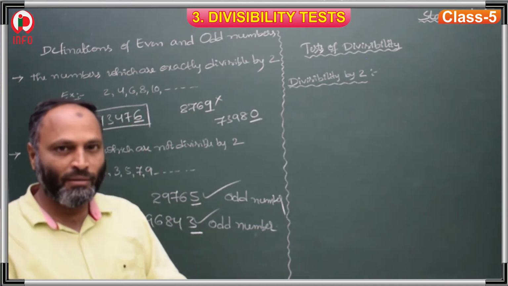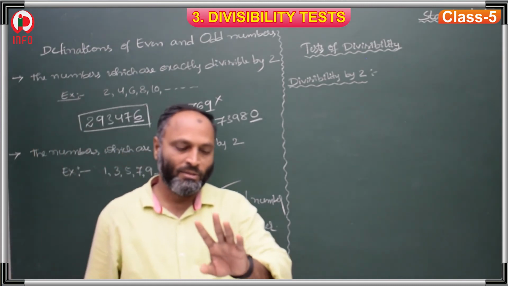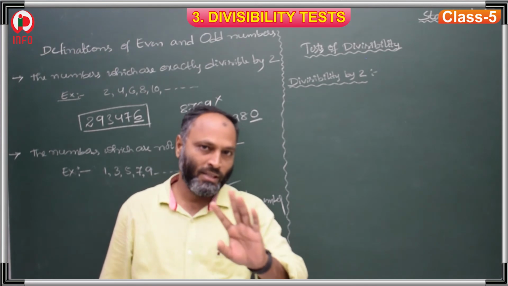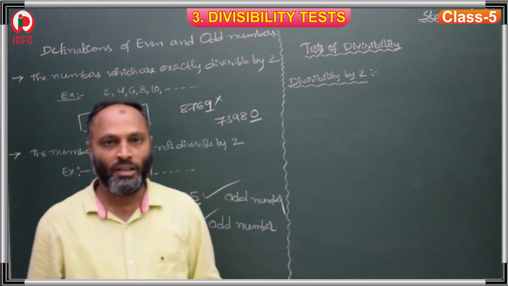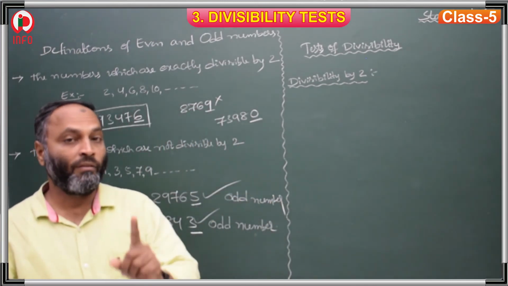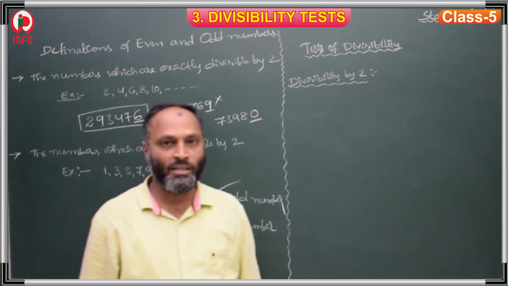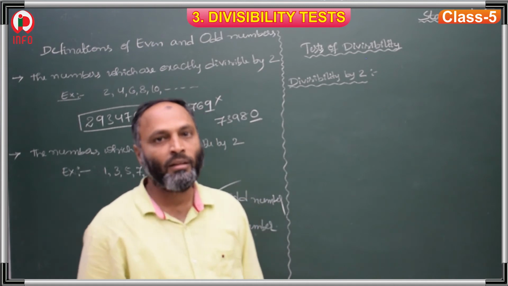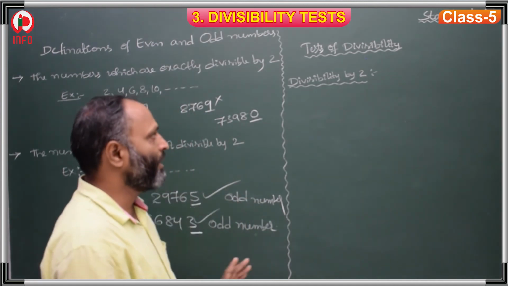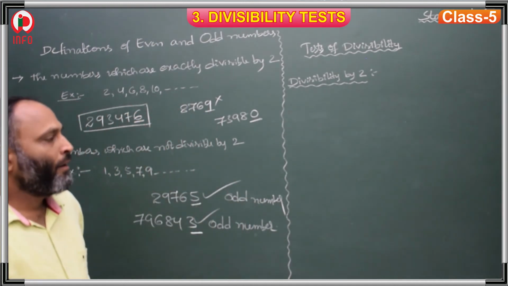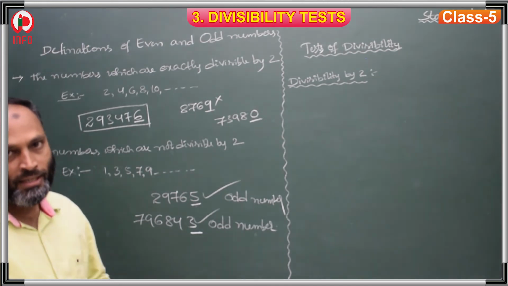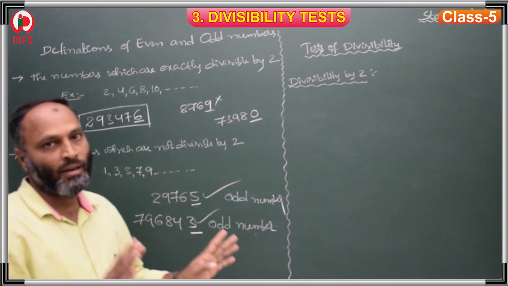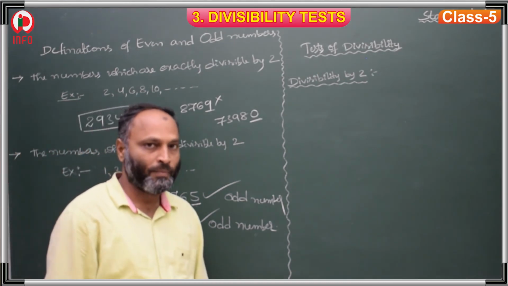Either the number is an even number or an odd number, we just have to check the ones place. If an even number is in the ones place, then the number is even. Otherwise it is an odd number. If it is an even number, then it is divided by 2. If it is an odd number, then it is not divided by 2. Now this is the definition and this is how to decide whether the given number is even or odd. So this is the method.